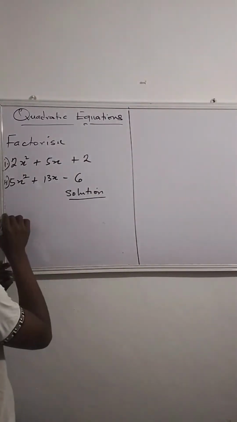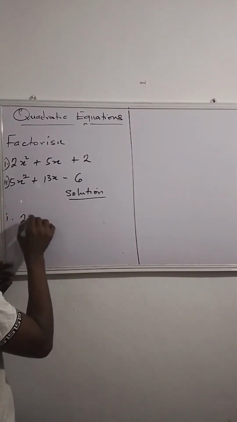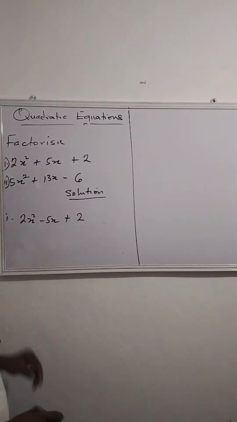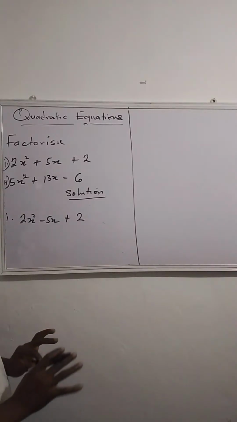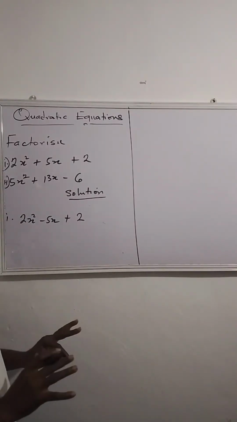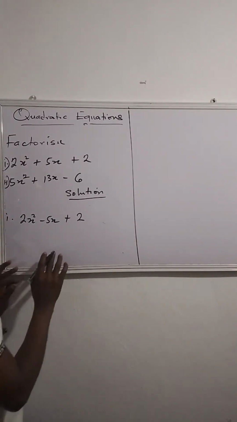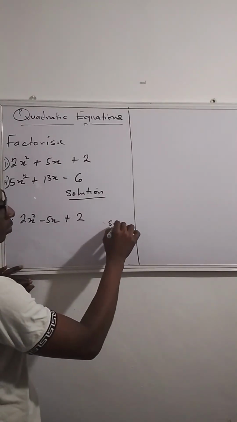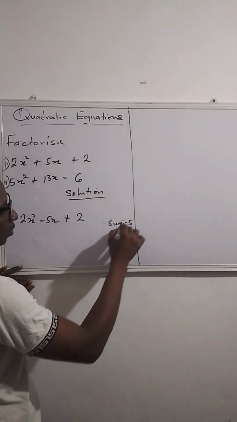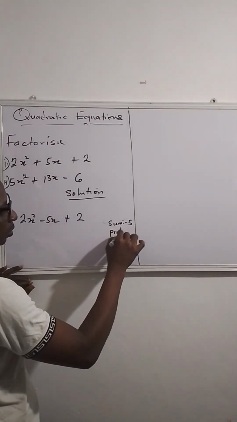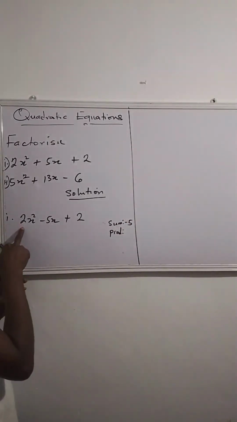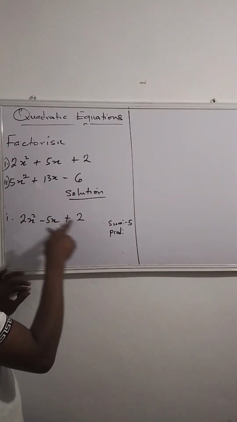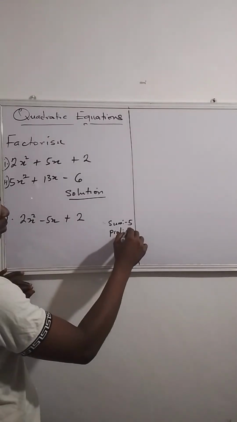All right, now let's look at it. Now we have 2x squared minus 5x plus 2. The first thing is to identify the sum and product. The sum is the coefficient of x here, which is minus 5, so you write sum is minus 5. And what of the product? The product is the coefficient of x squared times the number we have here. So that's going to be 2 times 2, that is 4.